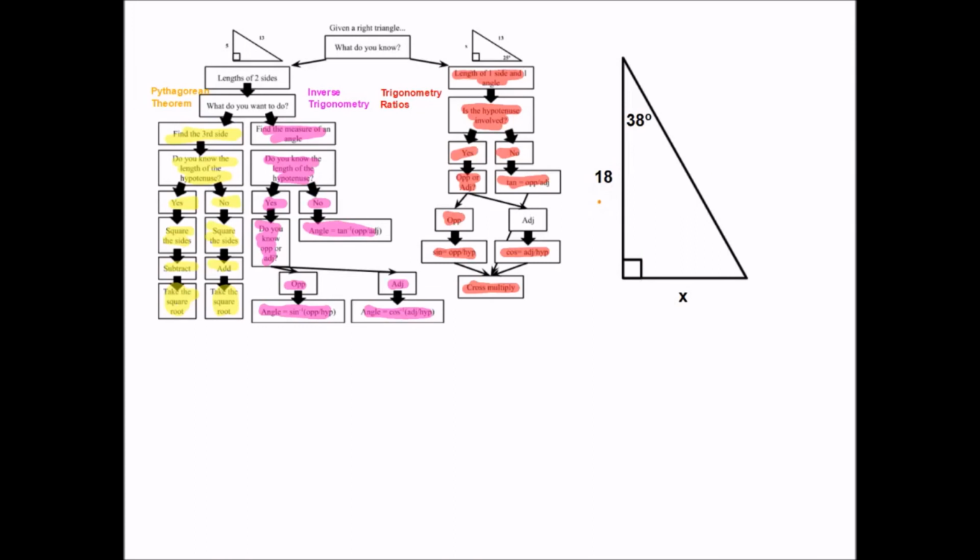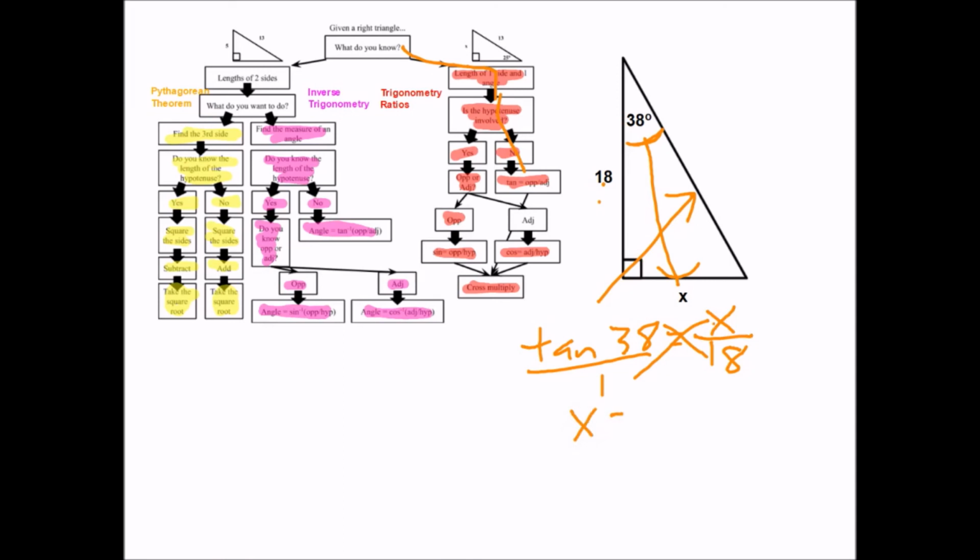And we're given a side and an angle. Is the hypotenuse involved? No. So we're going to set up tan 38 is equal to, now the opposite side is across from the 38-degree angle, that's x, over adjacent 18. Make this look like a proportion, put it over 1. We're going to do x times 1, which is x, and then 18 times tangent 38.